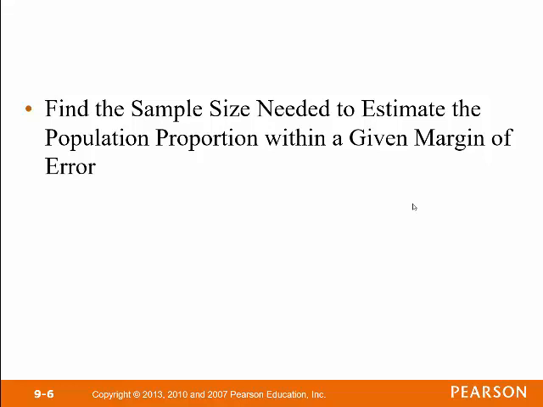This lecture is going to look at how you find the sample size needed to estimate the population proportion within a given margin of error. So here's how these problems are going to work. You're going to be given the margin of error. The problem will be something like, I want to find the sample size needed to be within 2% or 0.02 of the actual population proportion. And to do that, you're going to solve for the sample size.